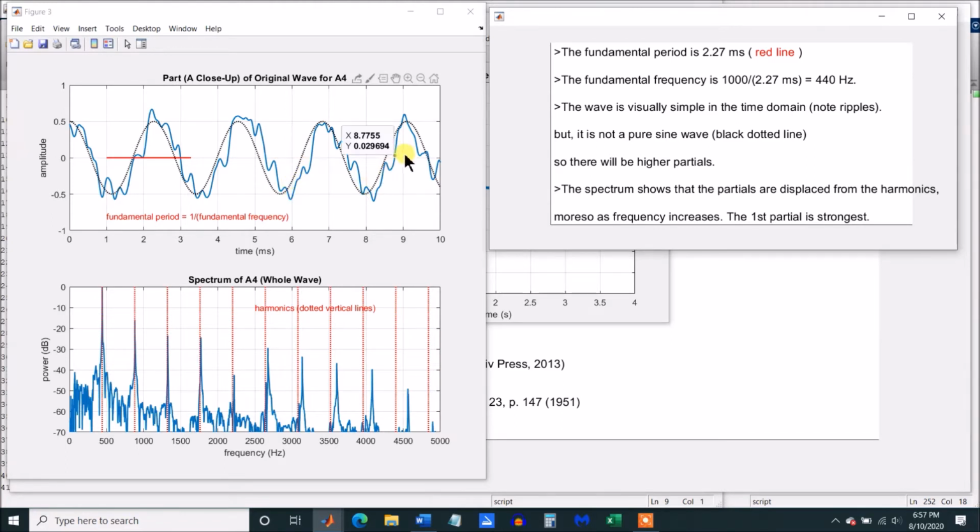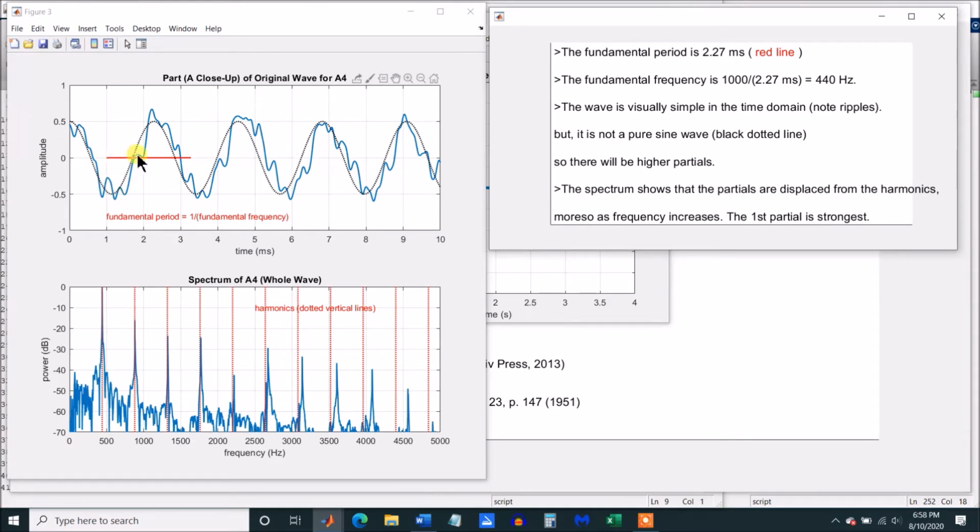And you can see a couple of things. First of all, that the 440 hertz wave pretty much mimics the overall structure of the A4 wave. So it has definitely a 440 hertz component, but it also has some higher frequency components which contribute to these little ripples in the wave.